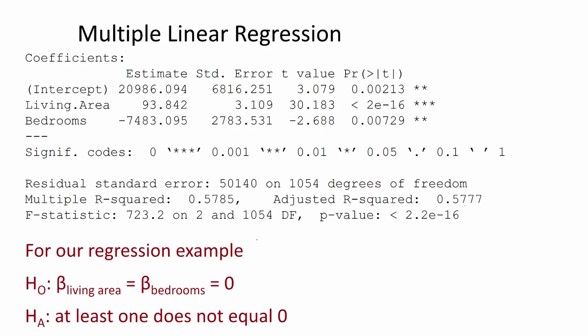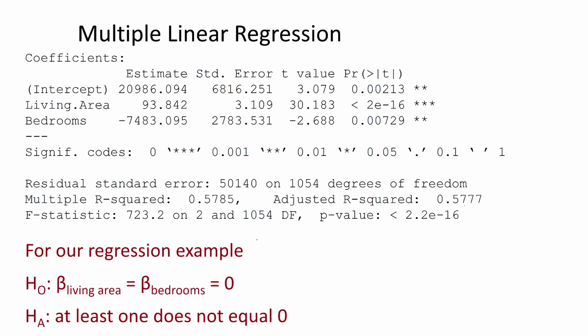In our regression example, the null hypothesis that all regression coefficients are going to be 0 is that the beta for living area and the beta for bedrooms are 0, against the alternative that at least one of these does not equal 0. It's basically asking, are any of these predictors important to predicting home price?